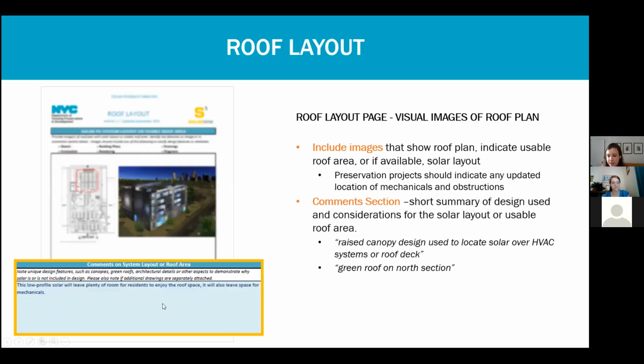The comment section on this page is for you to write a short summary explaining your design or your reasoning for the usable roof area. So things like, there's going to be a raised canopy here to locate solar over the HVAC or over a roof deck, or there's going to be a green roof over here or recreation space. It's really kind of a narrative section, but can help explain what you're thinking.